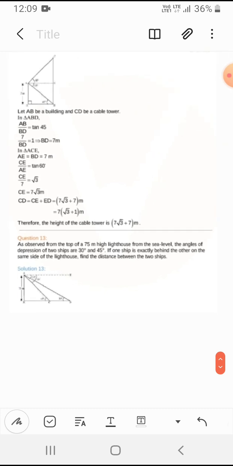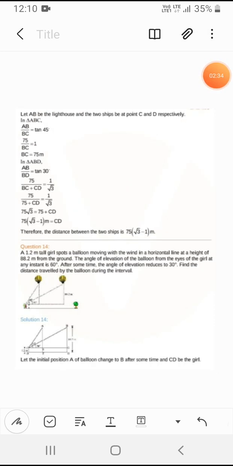So we can observe that 75 meter is the height of a lighthouse, and they have given the 30 degree and 45 degree as the angle of depression. So we have to find the answer for this question. Let's take AB by BC is equal to tan 45. So 75 by BC is equal to tan 45 is 1. So therefore BC is equal to 75.